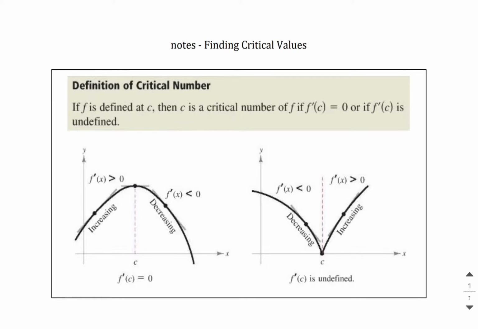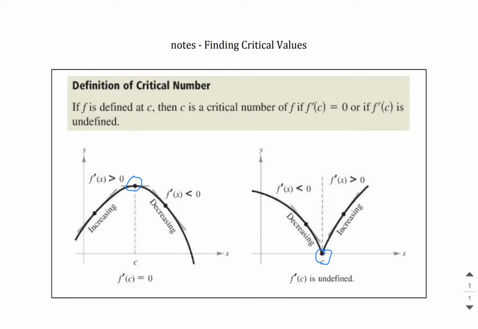So as you guys saw last week, if the derivative is positive, it means the graph is increasing. If the derivative is negative, it means the graph is decreasing. But what we're going to focus on today is those critical values, those values where the derivative is either 0 or undefined. Those are two instances of critical values.